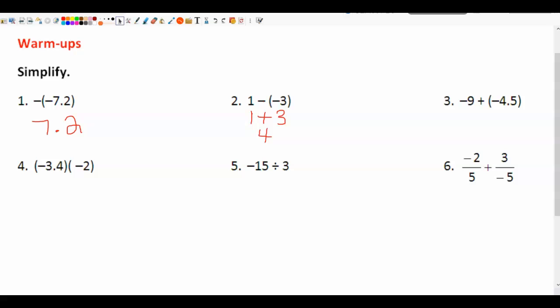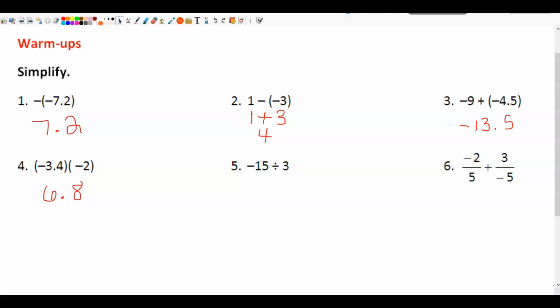In number 3, you have negative 9 plus negative 4.95. So 2 negatives make a bigger negative, and that's 13.5. So all we're doing is adding the numbers together. In 4, you're multiplying, and a negative times a negative is a positive. So 3.4 times 2 is positive 6.8.